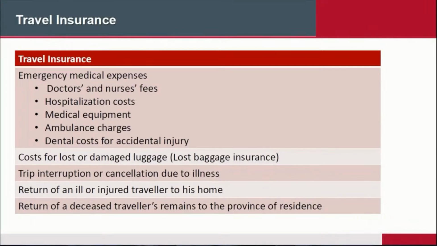So emergency medical expenses: doctors' and nurses' fees are covered, hospitalization costs, medical equipment, ambulance charges, and dental costs if it's an accident. In other words, this is not your normal dental thing. It has to be an accidental injury or something. It also covers loss and damage to luggage. I'm sure all of you are familiar with that. Trip interruption, if you have to return because you're ill or injured, they have to return you back. Or we have to repatriate the body. In other words, you died overseas, and they have to send the body back to your province of residence.